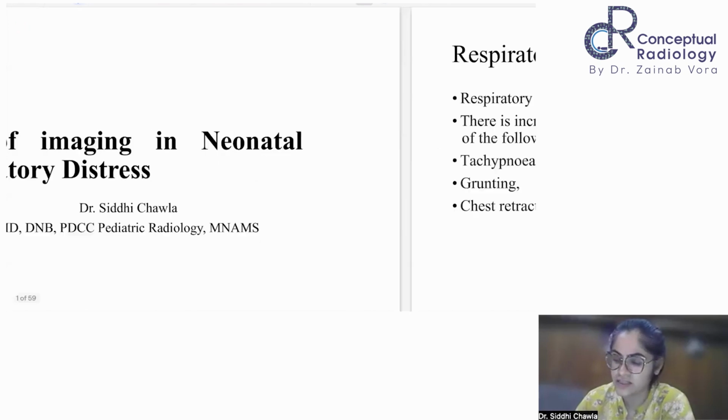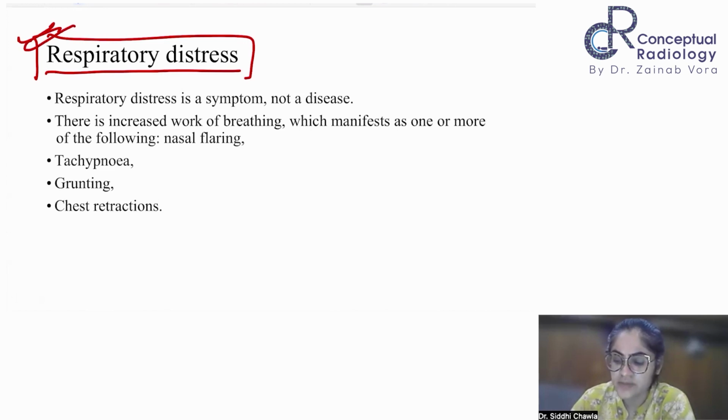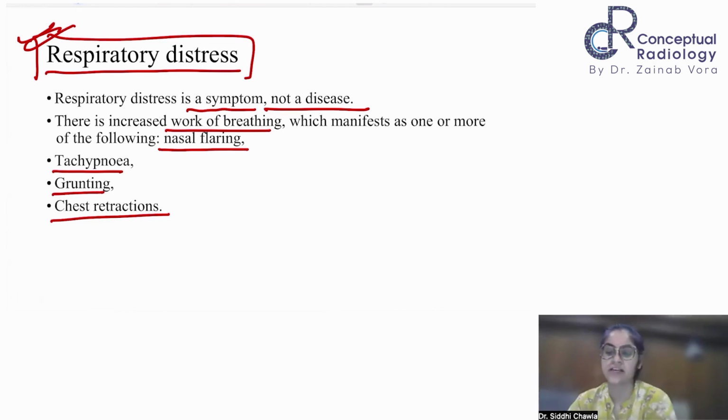So let's get started. What is respiratory distress? What do we mean by respiratory distress? It is basically a symptom and not a disease. There is increased work of breathing. The patient has labored breathing, the child having just been born, and this includes the following criteria. The patient can have nasal flaring, tachypnea, grunting, and chest retraction.